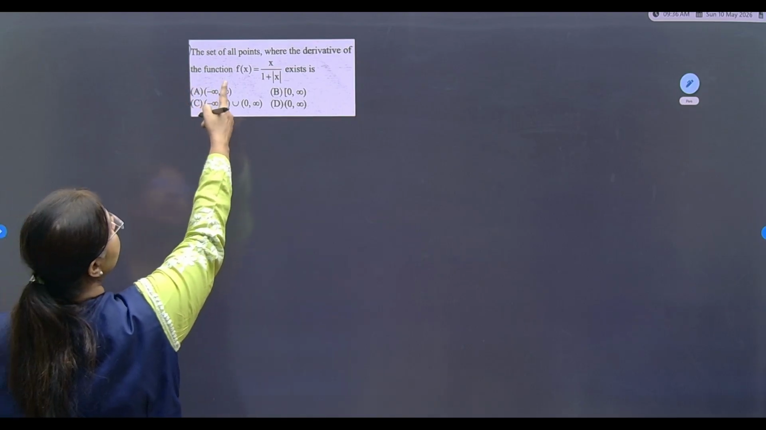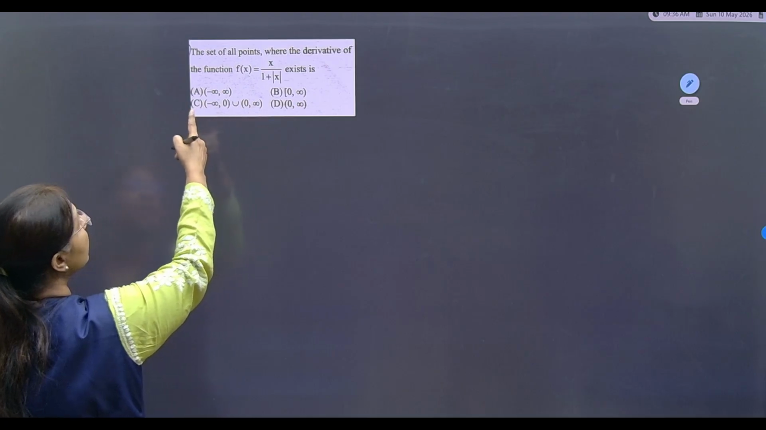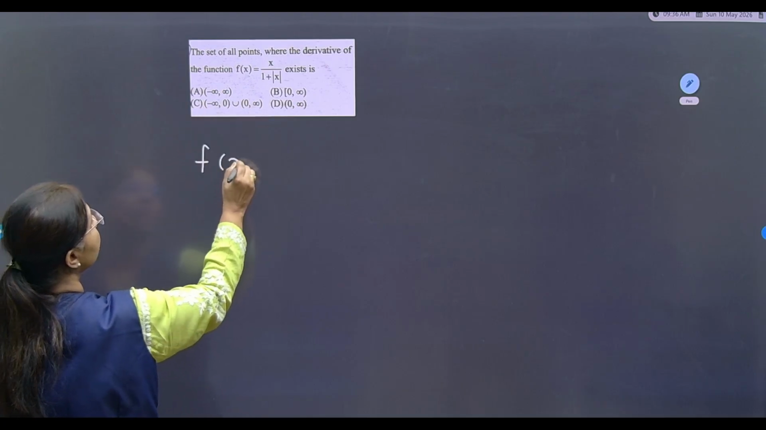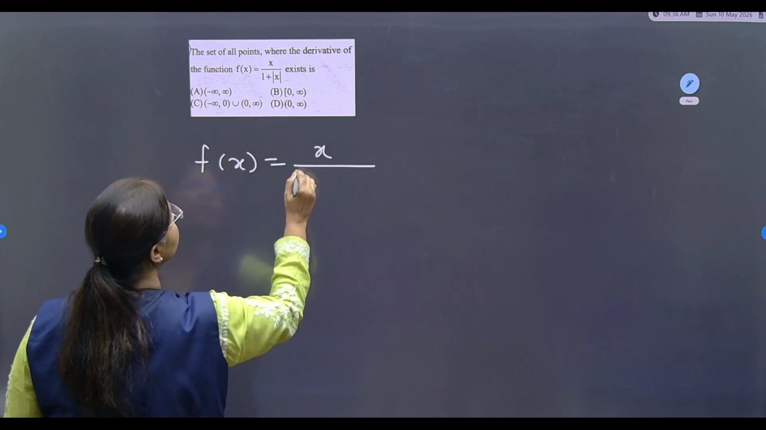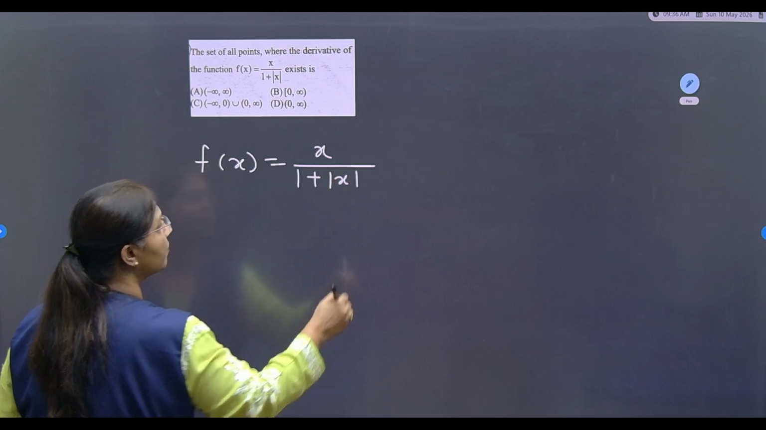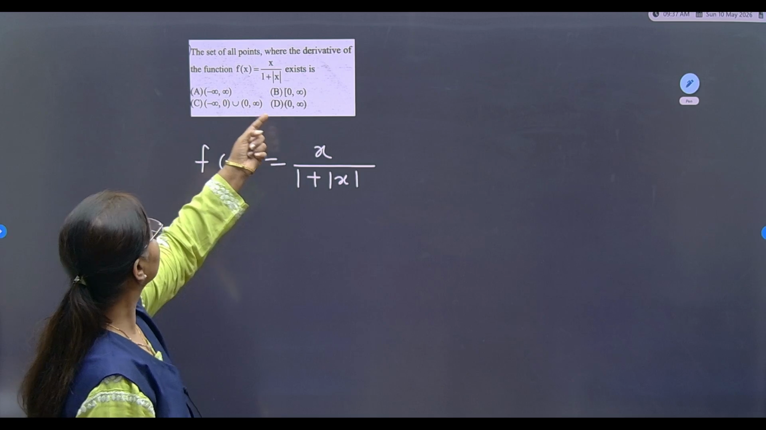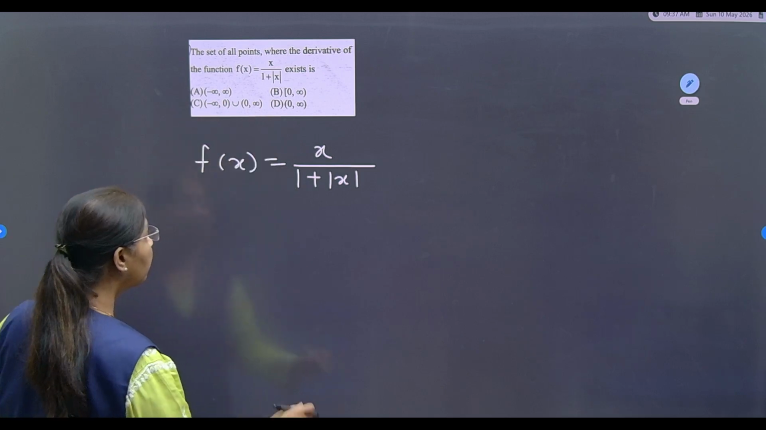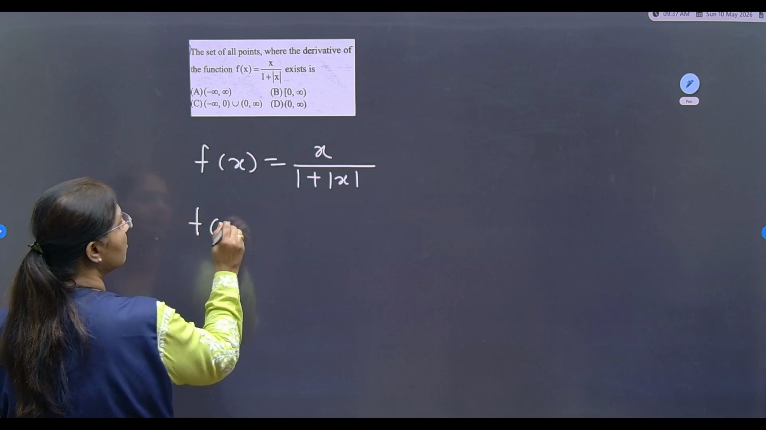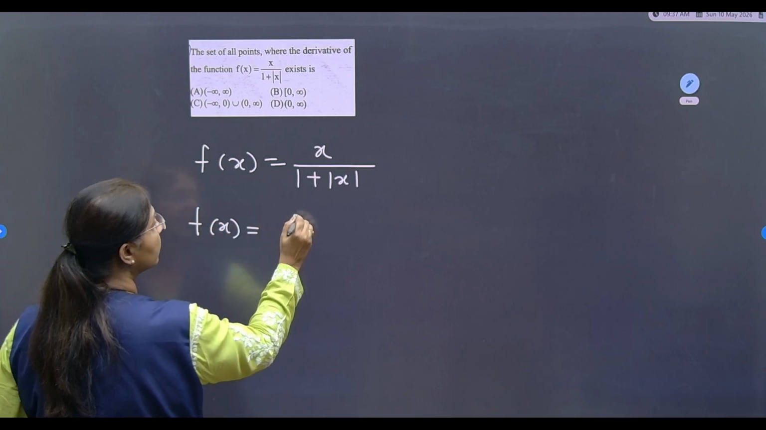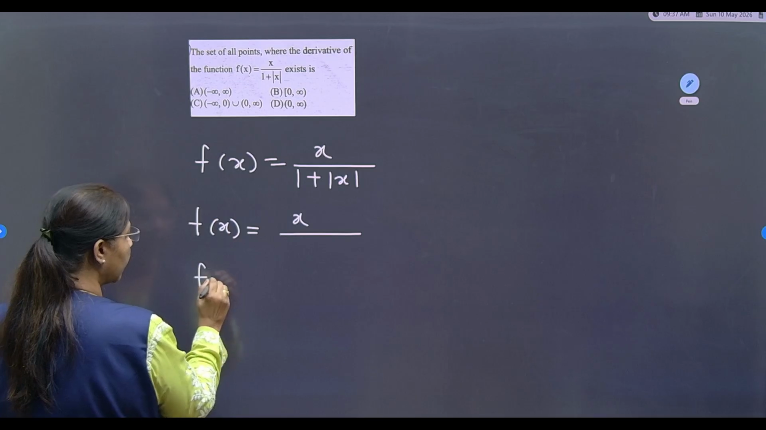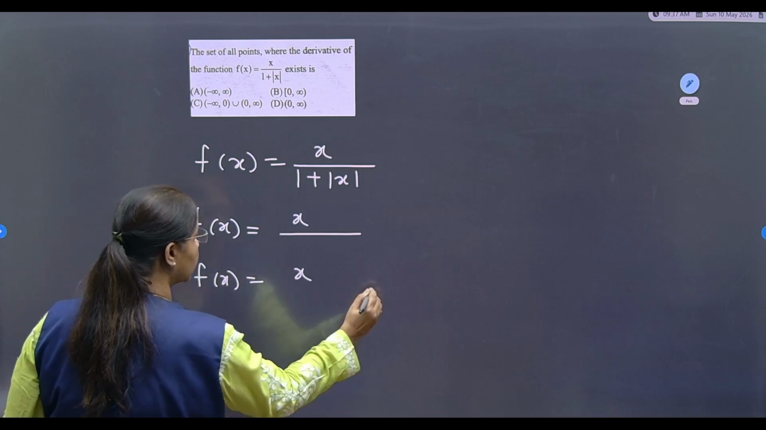Next example, the set of all points where the derivative of the function f of x is equal to x upon 1 plus modulus of x. Here mod x is given, exists, options are given here. First defining mod function. Okay, f of x is equal to x upon 1 plus mod x.